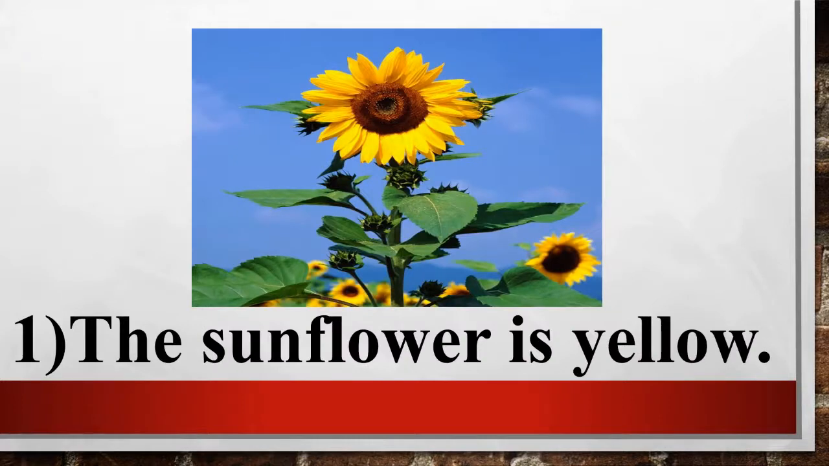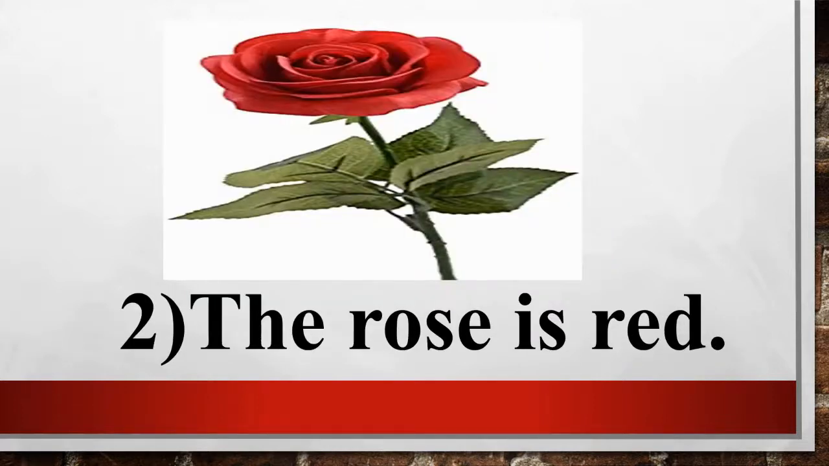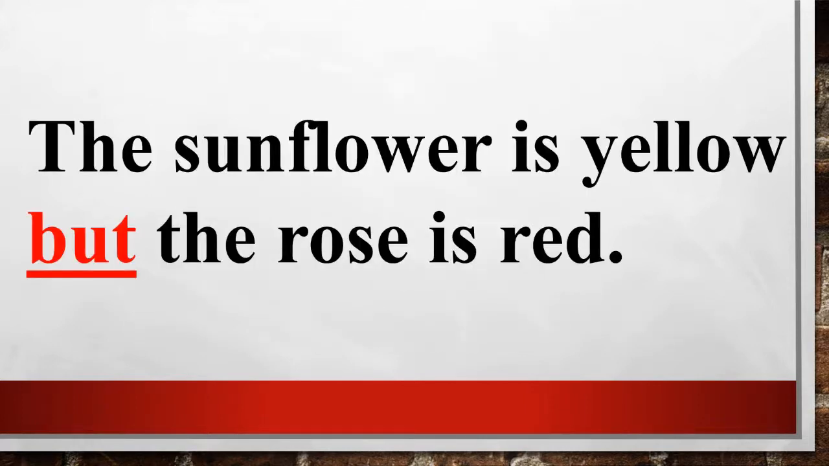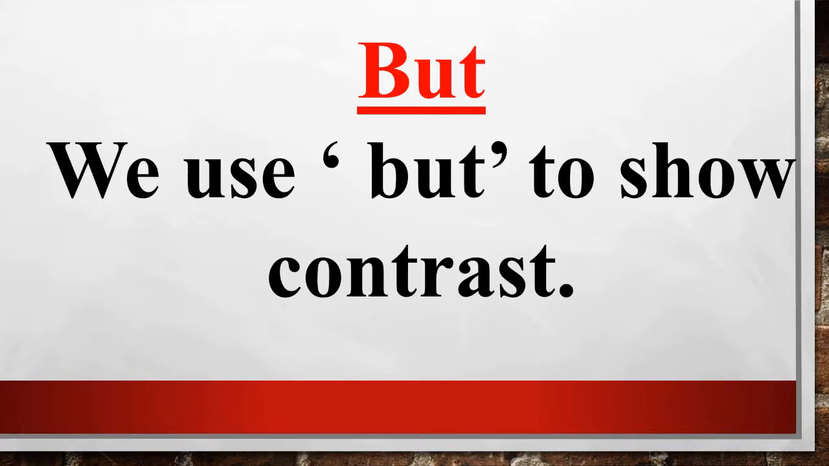Children, look at the example. The first example is the sunflower is yellow. And the second sentence is the rose is red. Here we use the word but to join the sentences. So we get the sentence the sunflower is yellow but the rose is red. Can you tell me when do we use but? We use but to show contrast.